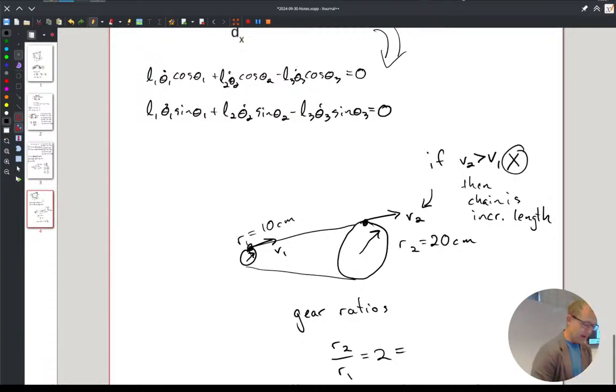So it can't change length. The chain has to be, at least in an ideal case. In reality, yes, if you apply a force, everything stretches. That's just a fact of life. But a lot of times the amount that it stretches is negligible compared to all the other stuff happening.